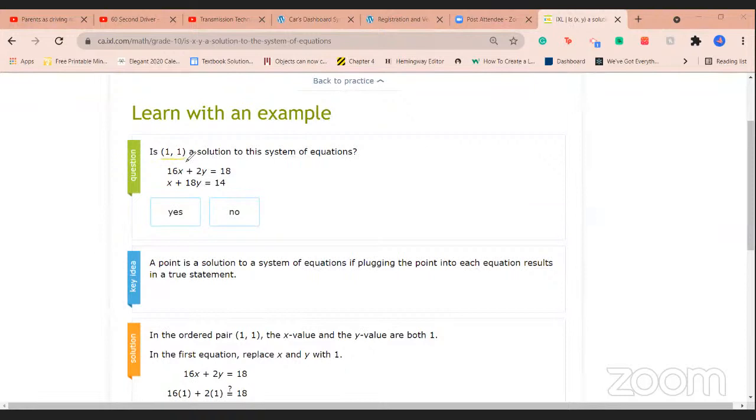So is 1, 1 a solution to this system of equations?